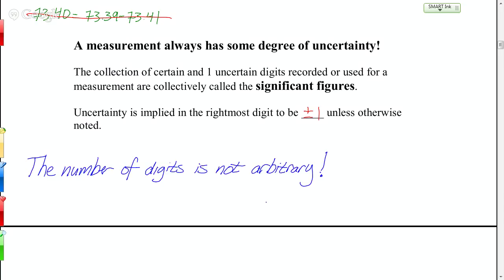Questions? All right, let's stop there. We'll pick up tomorrow, Wednesday, talking about precision and accuracy and significant figure calculations, that kind of stuff. So should be fun.